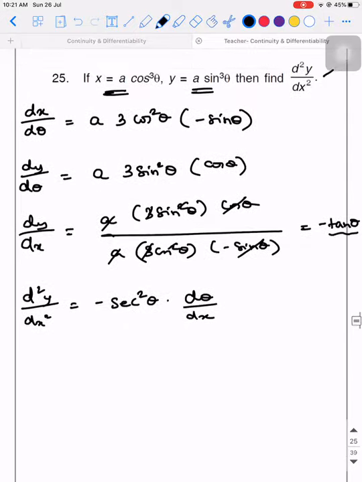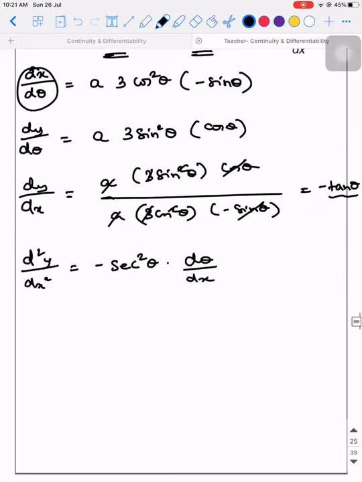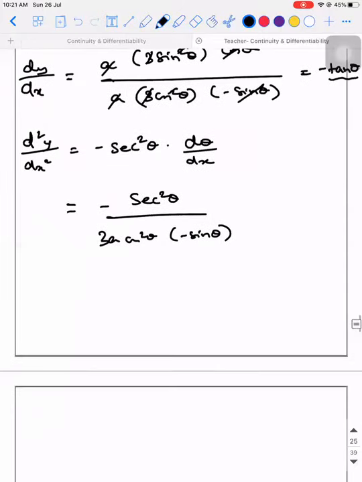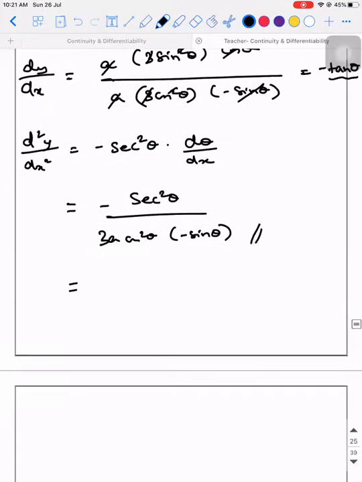Yes, sir. See, you have dx by d theta. What is d theta by dx? That's the reciprocal of it. It will be minus secant square theta the whole divided by 3a into cos square theta into minus sine theta. So if you solve this, you will get the answer. You can just verify. Okay, sir.